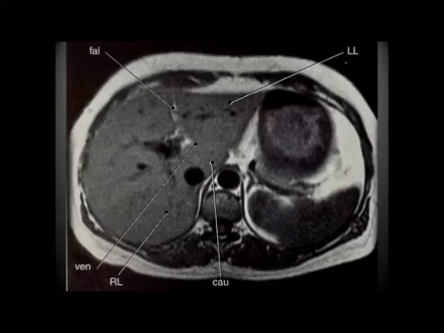Okay, on this image of the abdomen, we're looking at the liver. We see the liver being this huge organ here. We have the left lobe, the right lobe. We have the falciform ligament residing right here. We have the inferior vena cava. And we have the descending aorta. We have the spleen. And we have probably the fundus of the stomach.